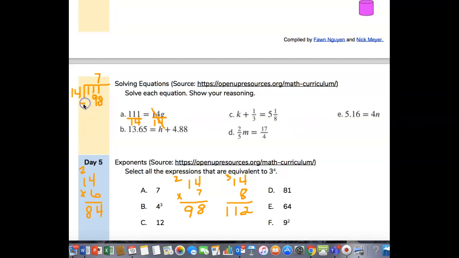7 times 14 is 98. We're going to subtract. All right, so we can't take 8 from 1, so we're going to borrow from the 1, and this becomes a 0, and this becomes an 11. 11 take away 8 is 3. We can't take 9 from 0, so we have to borrow. This becomes a 0. This becomes a 10. 10 take away 9 is 1. All right, so we have to add a decimal and 2 zeros.